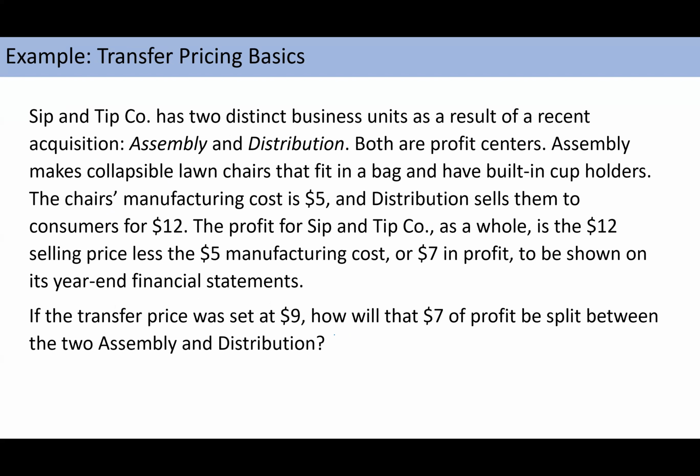Sip and Tip Co. has two distinct business units as a result of a recent acquisition, assembly and distribution. Both are profit centers. Assembly makes collapsible lawn chairs that fit in a bag and have built-in cup holders. The chair's manufacturing cost is $5, and the distribution sells the products to consumers for $12. So that's the market price. The profit for Sip and Tip as a whole is the $12 selling price minus the $5 manufacturing cost, or $7 in profit. Now, if the transfer price was set at $9, how would this $7 profit be split between assembly and distribution?